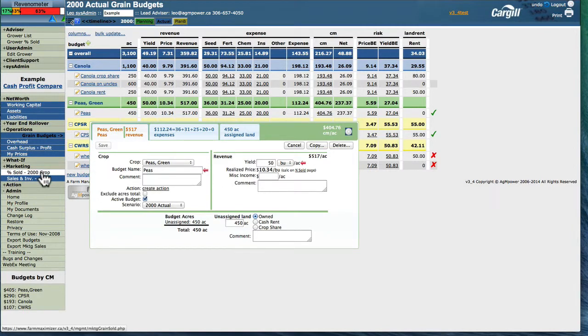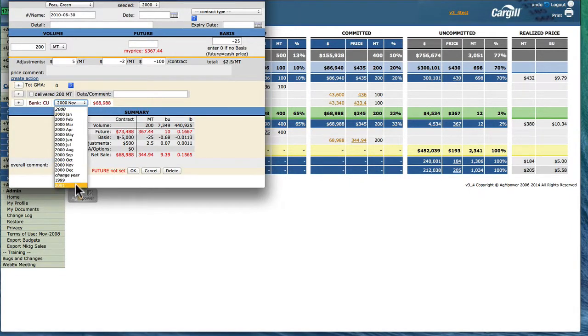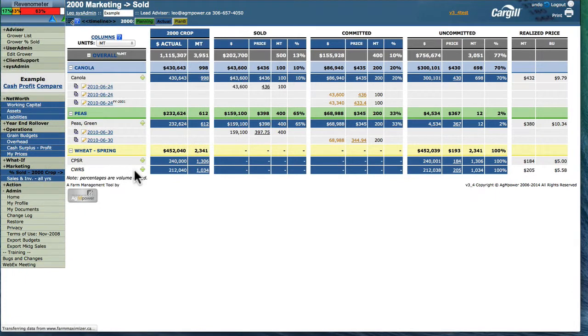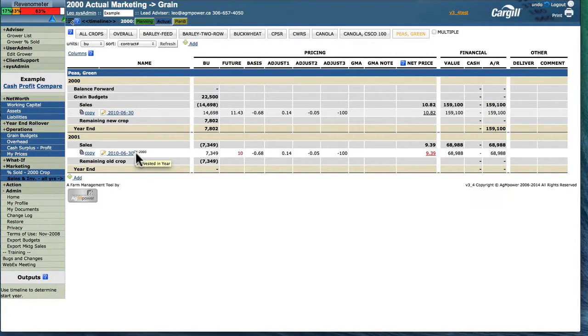The percent sold page will always show us the grain sales for the crop that was grown in that year, regardless of when it was sold. If we sell this crop in the following year, it still shows up and is included in our average price. But if we go to our sales and inventory page, the contract is shown in the correct year of the sale. This contract originally was sold, we showed in the year 2000. It is now shown in the year 2001, but is assigned to the crop year of 2000.